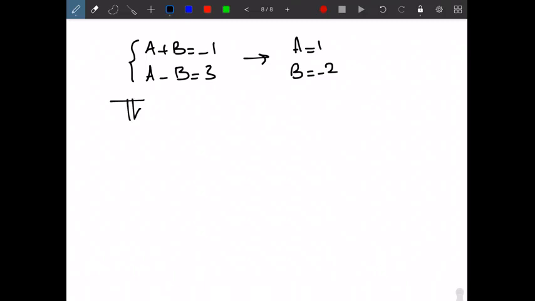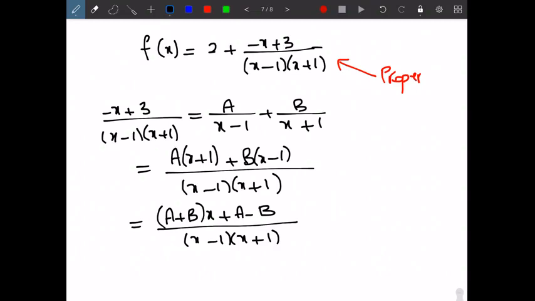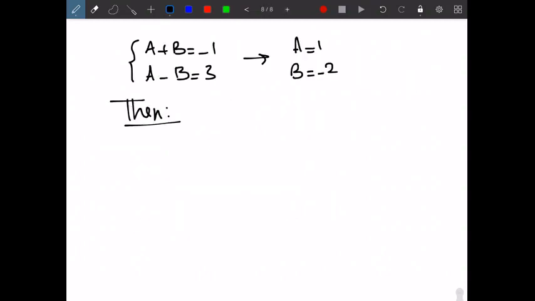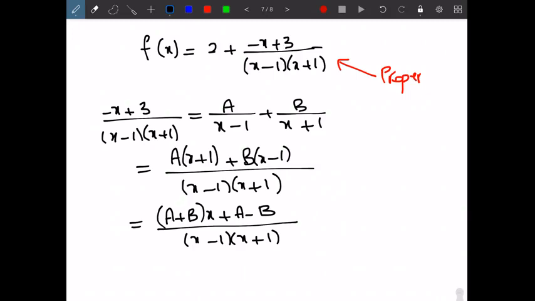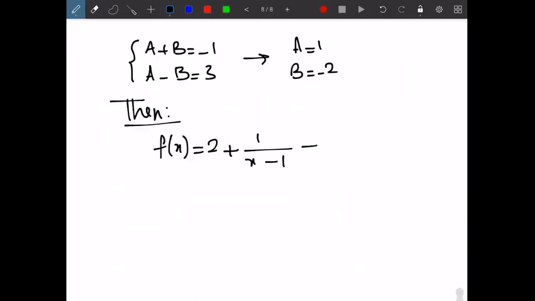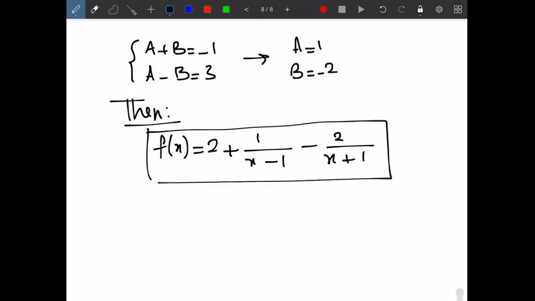So then f of x is 2 plus, a is 1, so it's 1 over x minus 1. A had x minus 1 at the denominator. Minus 2 over x plus 1. So that is f of x decomposed into the sum of its partial fractions.